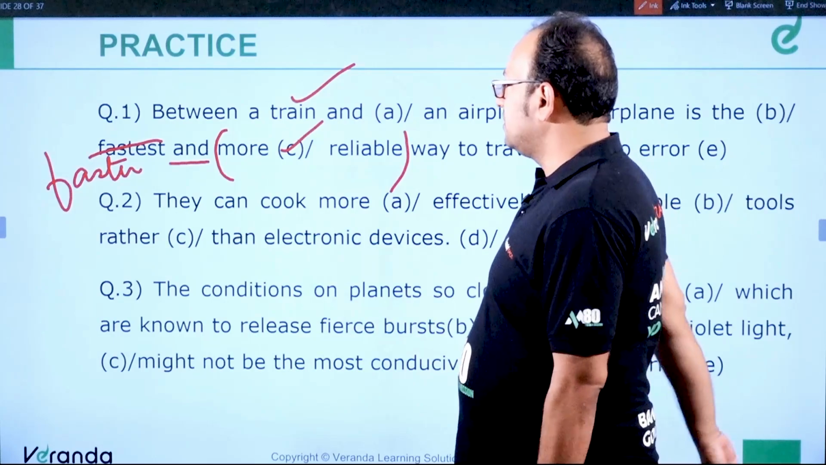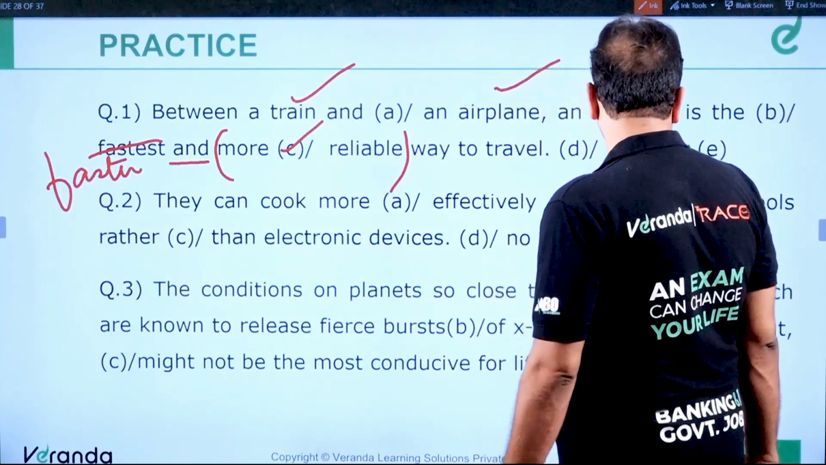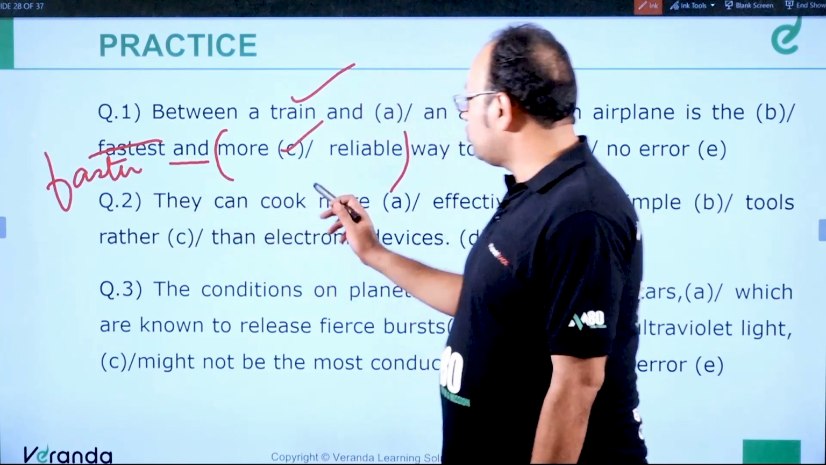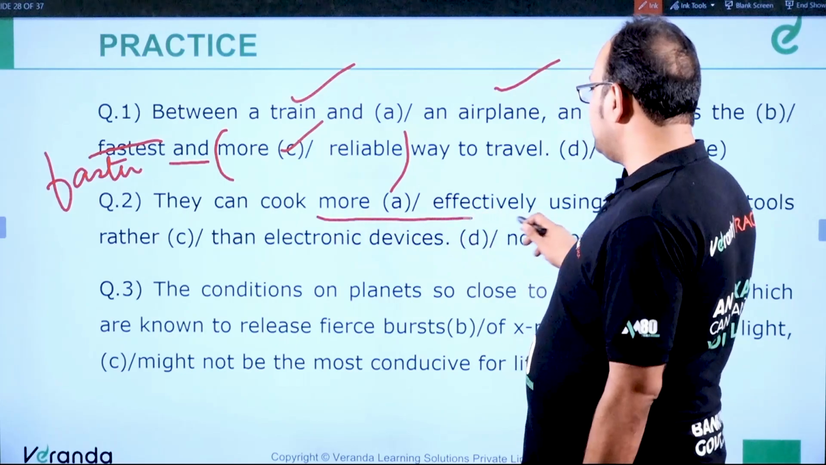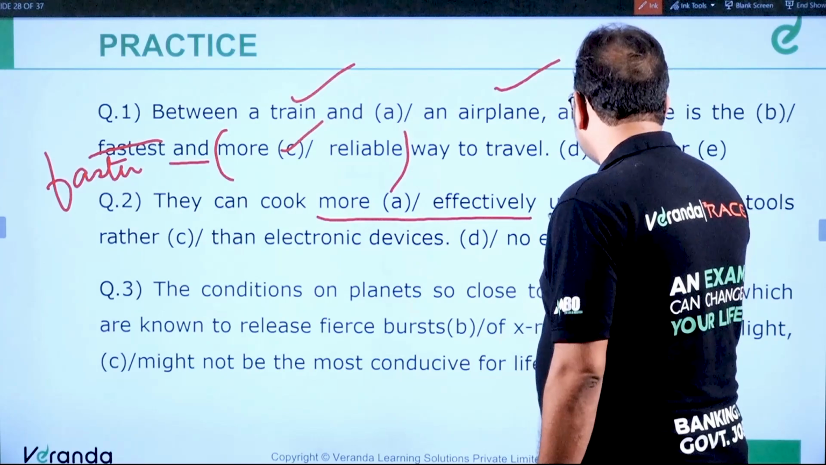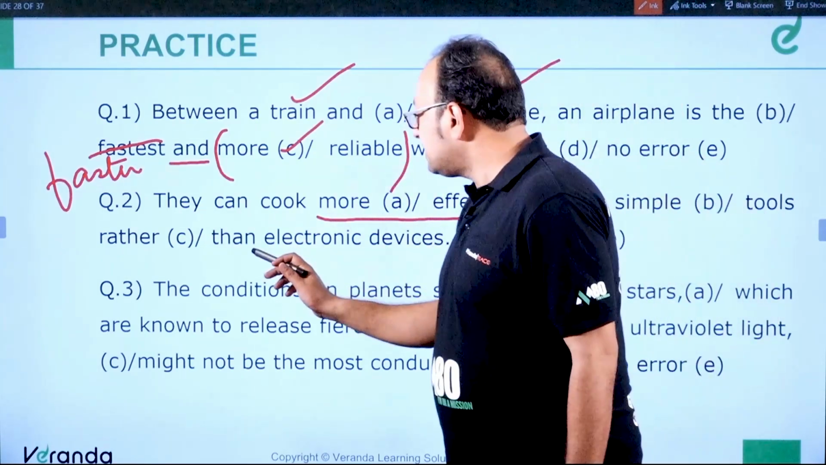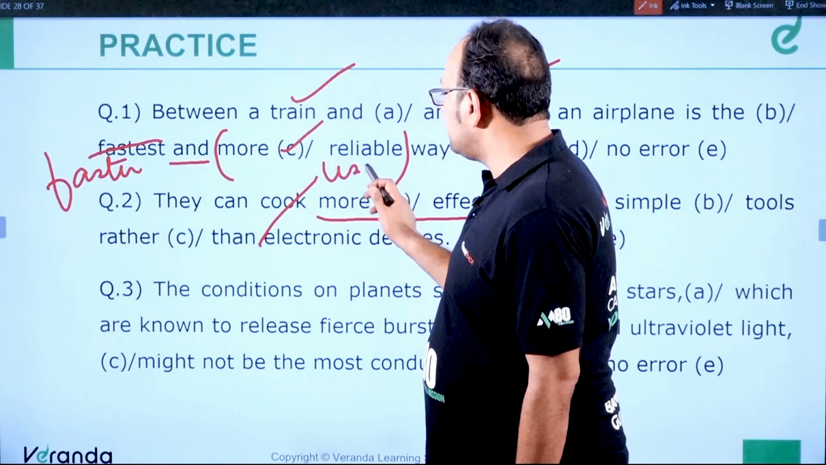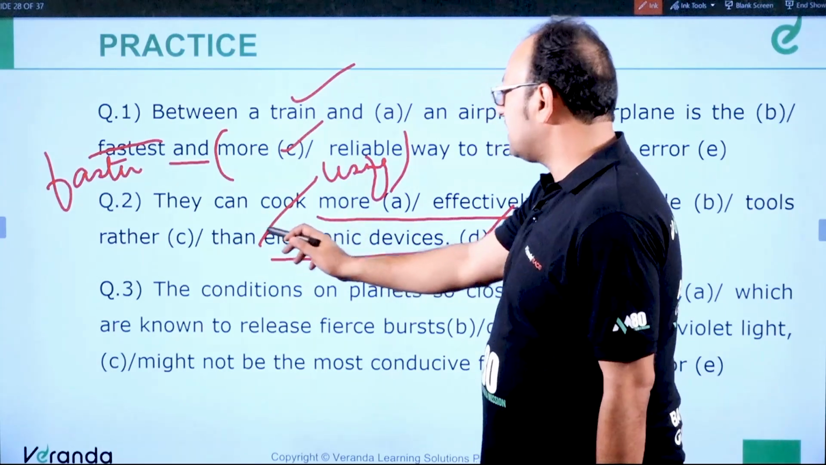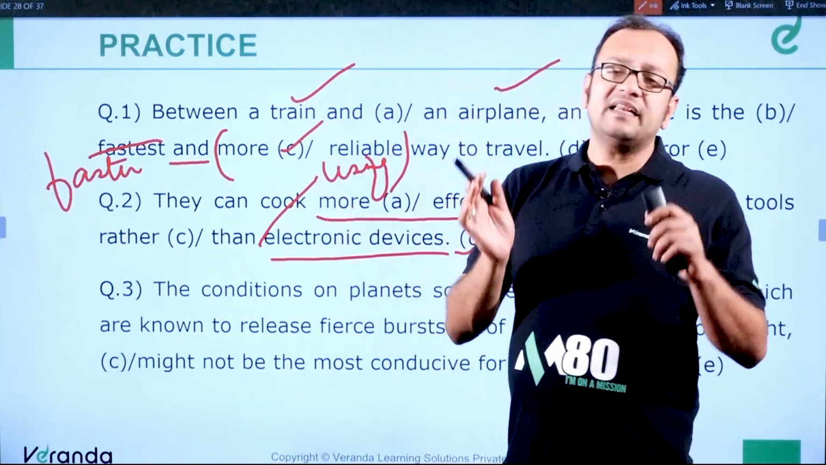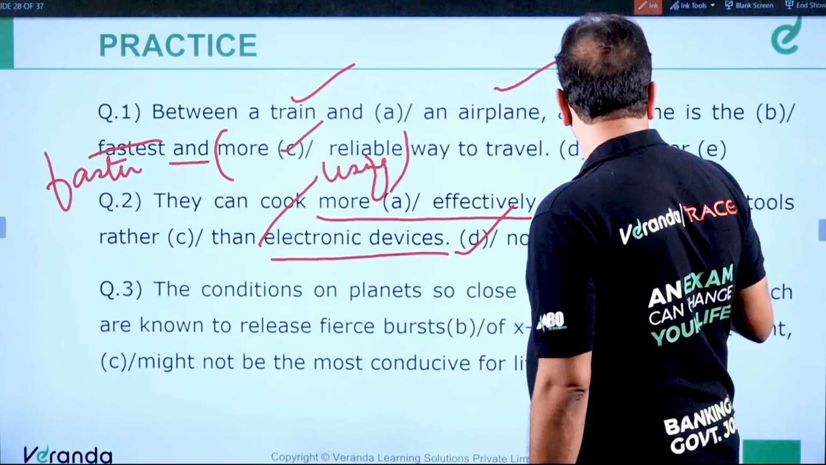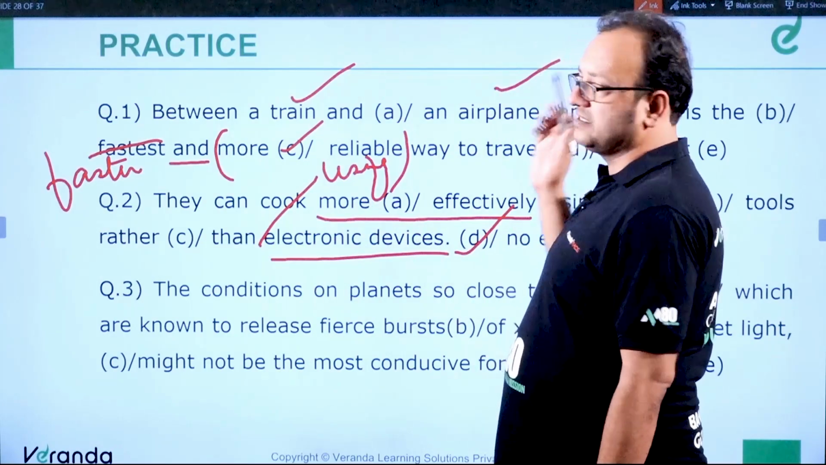Clear? Okay. Next question. They can cook more effectively using simple tools rather than electronic devices. More effectively, it's an adverb being compared. Effectively is an adverb. More effectively using simple tools rather than using. We are talking about the action, right? So it should be using electronic devices. So the error is in part D, not rather than electronic devices, because we have to compare logically. So they can cook more effectively using simple tools rather than using electronic devices.